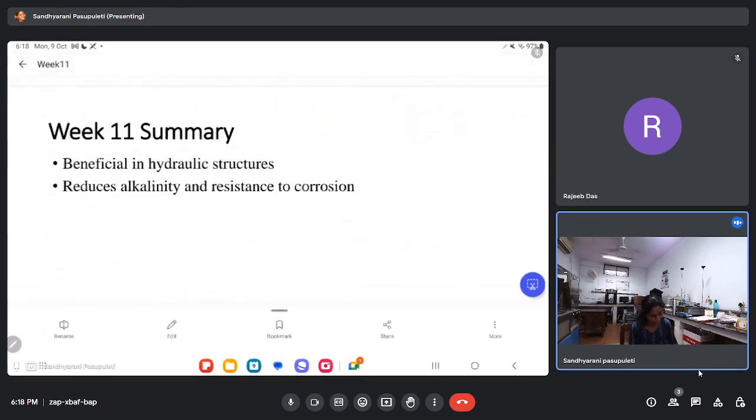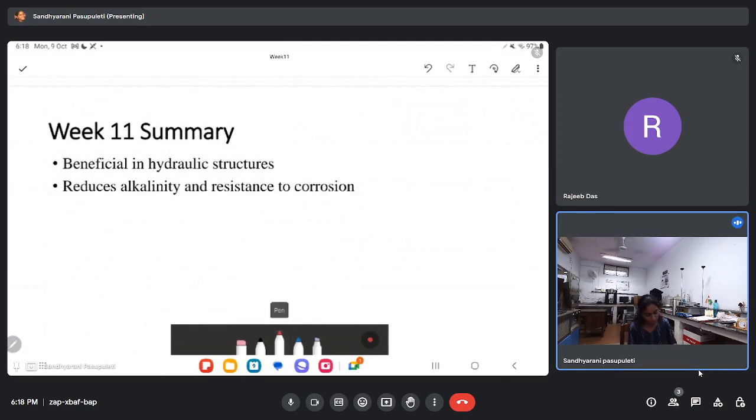So these PPC materials or PPC cement would be more beneficial in hydraulic structures, because in hydraulic structures the concrete would be directly in contact with the water. So there is a higher chance that the sulfate would be attacking much into the concrete, and it reduces the alkalinity and resistance to corrosion.